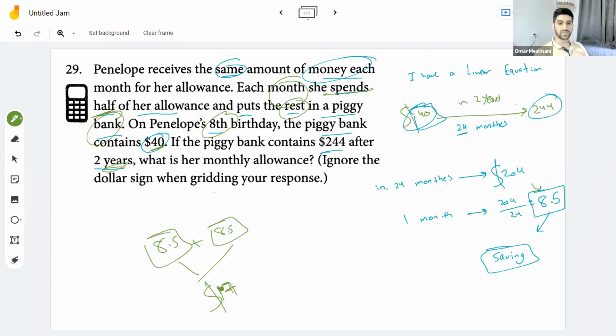So what do we have? We have $17 for her allowance. Again, let's try to understand one more time. She had the $17, okay? She spends half of it and she's putting half of it in the account, in the bank. He told me this.